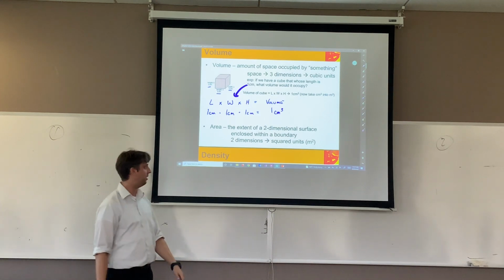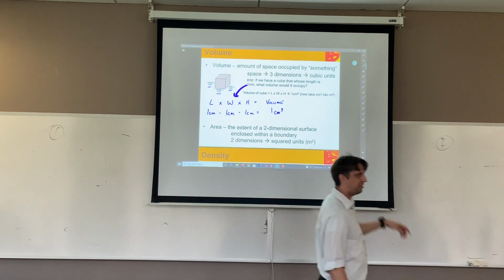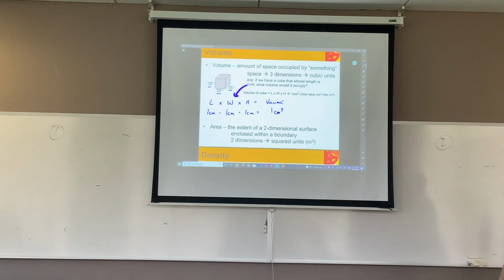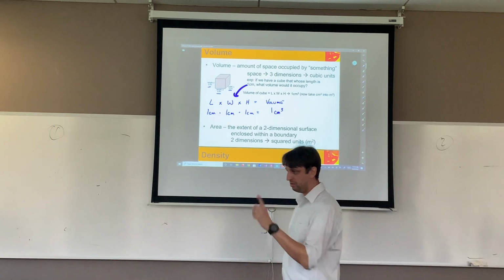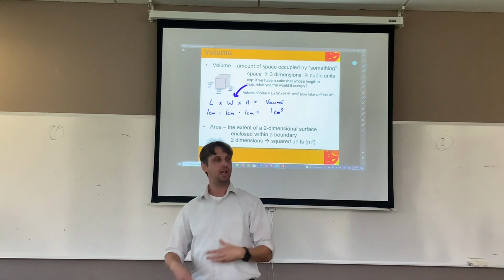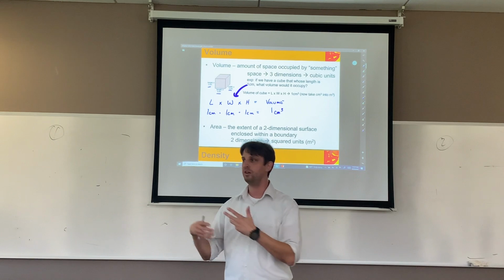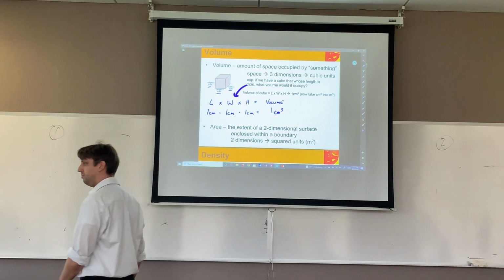This is important, okay? Area works the same way, except we only have 2 dimensions. Length times width. So if we have a square whose side is 1 centimeter, we do 1 centimeter times 1 centimeter, and we report things like 1 centimeter squared. Good?